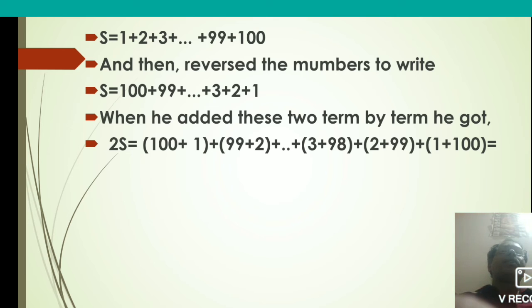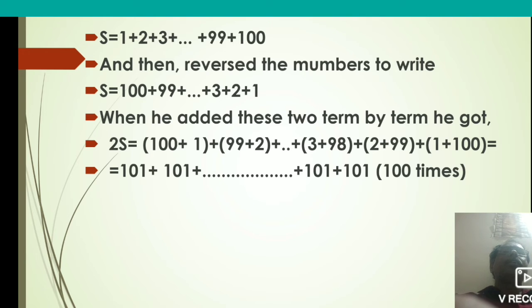On the right side: 100 plus 1, plus 99 plus 2, and so on, up to 2 plus 99, plus 1 plus 100. So in each and every bracket he got the result 101, plus 101, and so on up to 101. So how many 101s are there? Obviously 100 times. Why? Because he is asking for the sum of 100 terms, so it is repeated automatically 100 times.